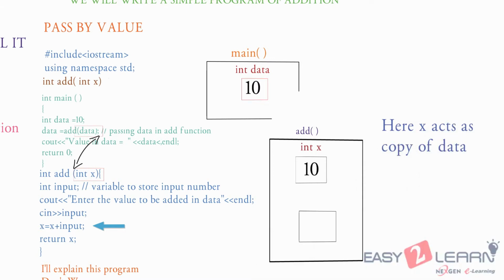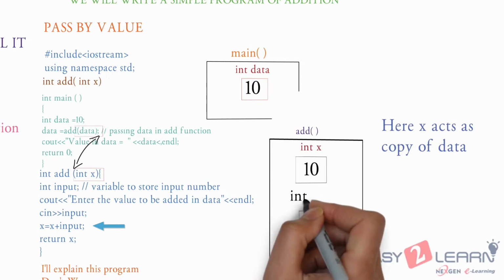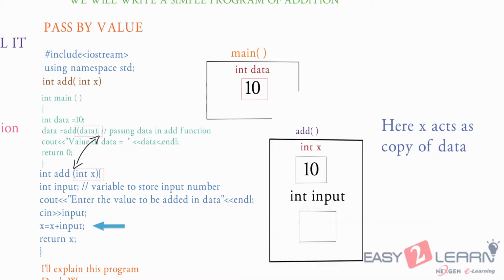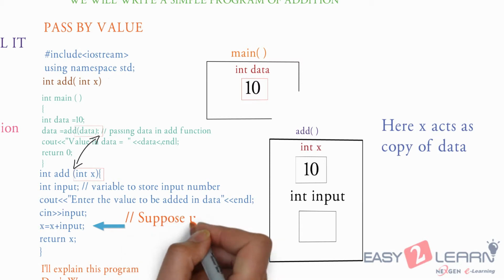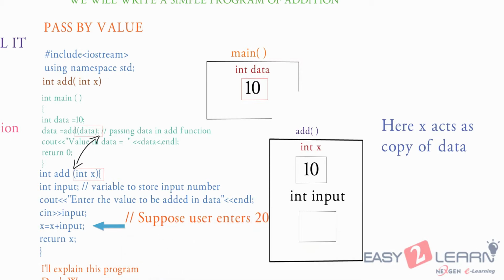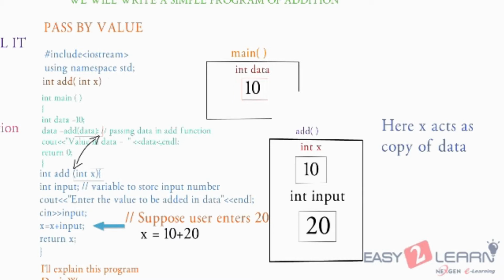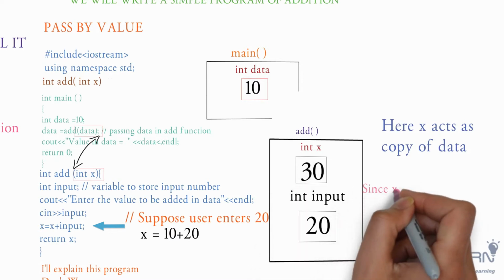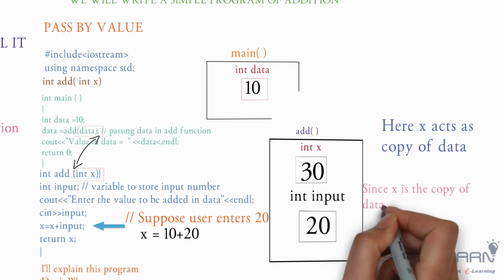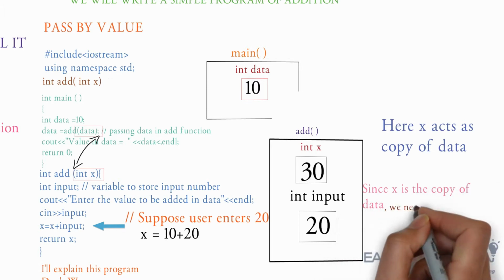Now we have an input variable of integer data type defined in called function. Now we'll ask the user to give an input value. Let us suppose the user enters a value of 20. So integer value x is 10 and input value what was provided by the user is 20. So the value of x is 30 now. So that will be returned to the main function.